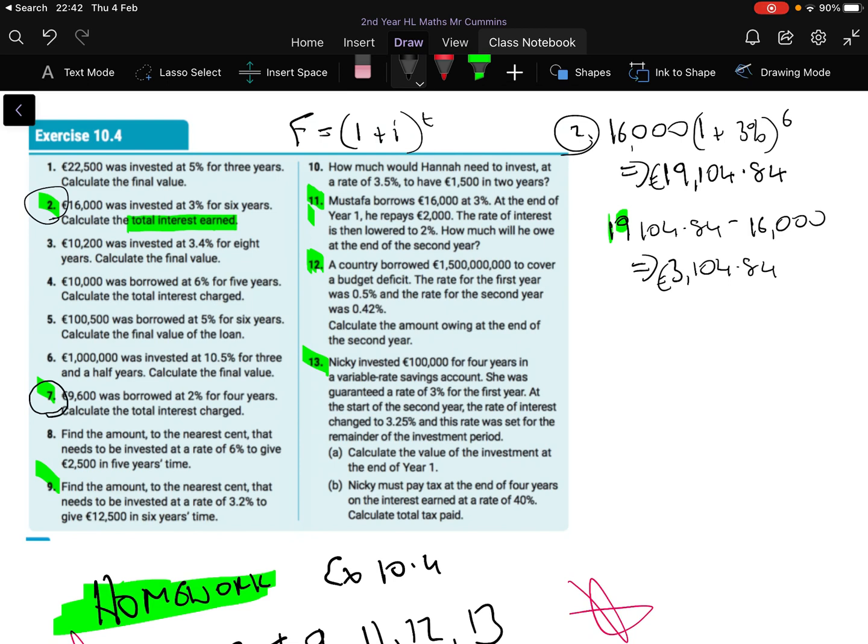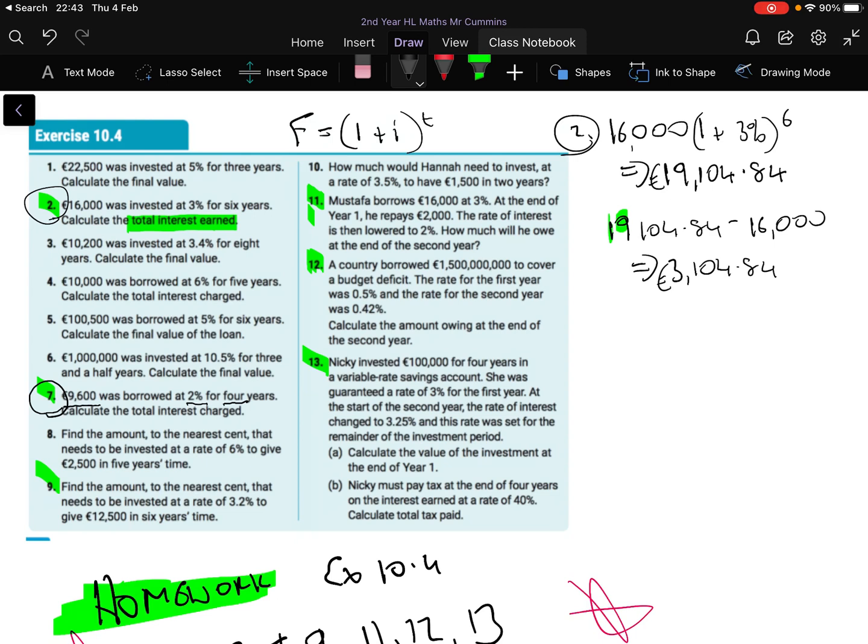Question 7 I'm not going to correct because it's exactly the same. The only difference is you have a different P, a different I, and a different T. You're just subbing into exactly the same formula, and the solutions are on the right hand side, so you can check your answer to number 7, but it's absolutely identical.